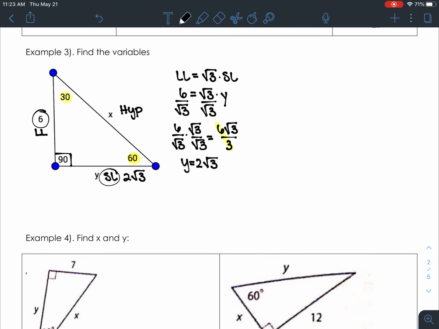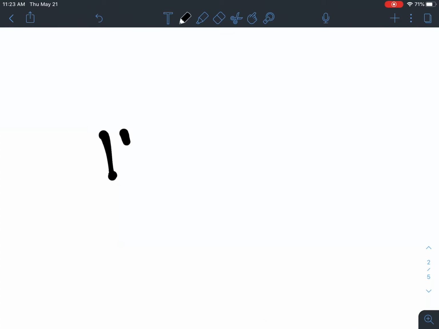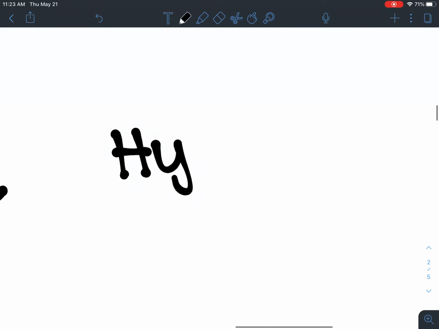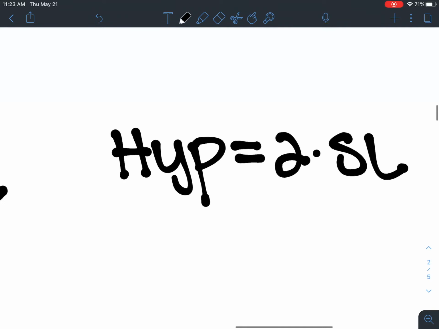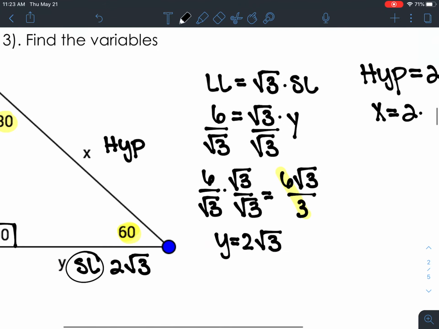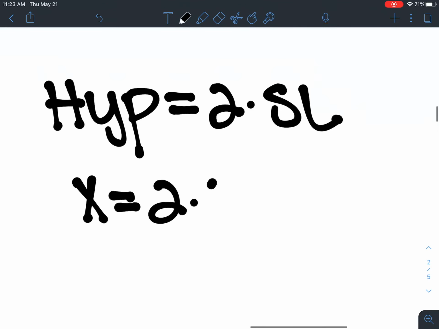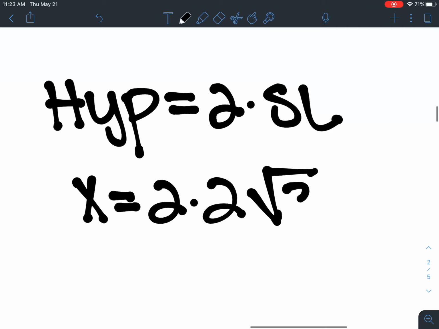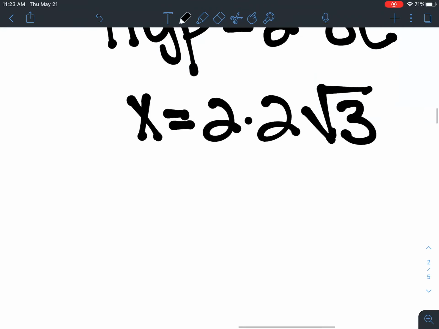Okay, now let's find our hypotenuse, because I have my short leg, which means that I can now use my hypotenuse formula: hypotenuse is equal to 2 times the short leg. So x, my hypotenuse, is equal to 2 times my short leg, which we just found is 2 root 3, so 2 times 2 root 3. Simplifying that, you get x is equal to 4 root 3.